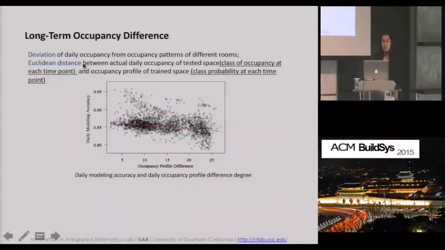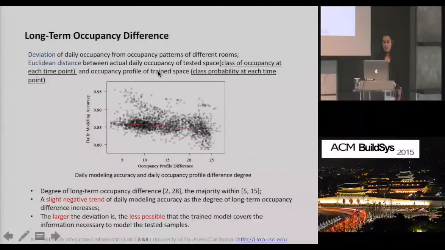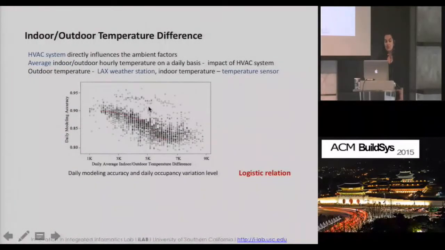Then we looked at the long-term occupancy distance. These are the deviations of daily occupancy from occupancy patterns of different rooms. The way that we calculated that was the Euclidean distance between actual daily occupancy of the tested space and occupancy profile of the trained space. There was a slightly negative trend: the larger the deviation is, the less likely it is that the trained model covers the information necessary to model the tested samples.